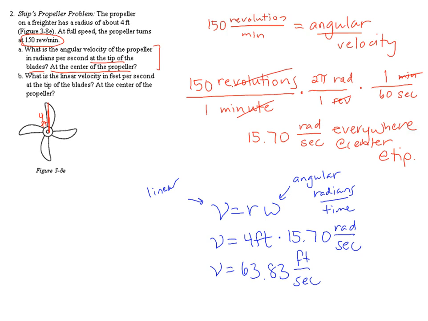Okay, and then let's look at the last bit of this question. Is this at the tip of the blades or is this at the center of the propeller? Well, linear velocity does matter where you are on the rotating object. I said the radius was 4, right? So this is at the tip because I'm looking at a radius of 4 out from the middle. Now at the center, r is equal to 0, right? So the linear velocity is 0 times whatever the angular velocity is. So that just tells me that the linear velocity is 0. Okay, that's it for today.